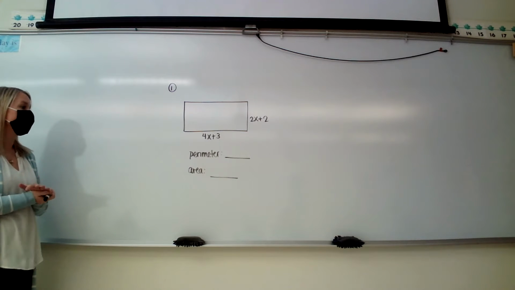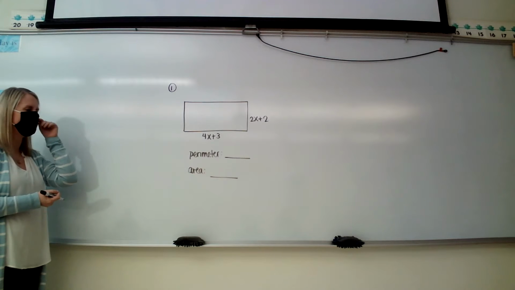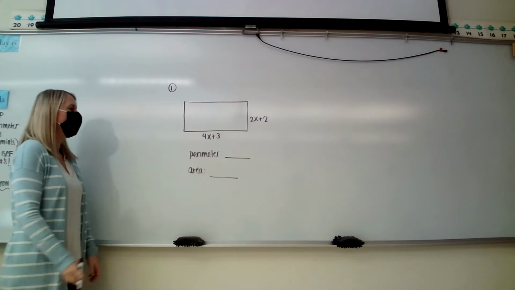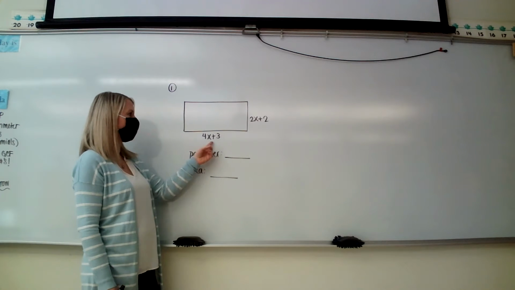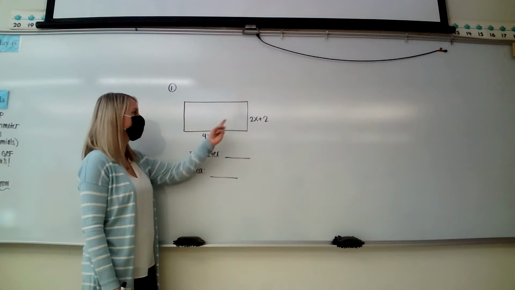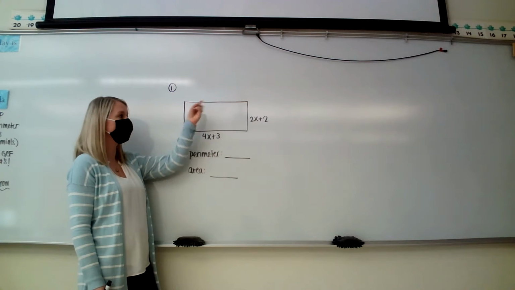So perimeter means I just need to add up all my sides. I find the sum of all the sides. The big thing here is just labeling. I'll tell you the biggest mistake is people just add this with this. That's not the answer. I need to add this with this, and I need to add this side, and I need to add that side. So I need to go all the way around.